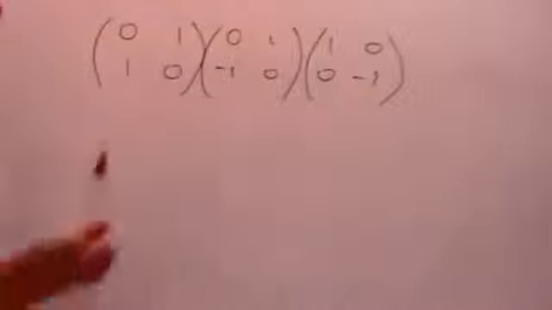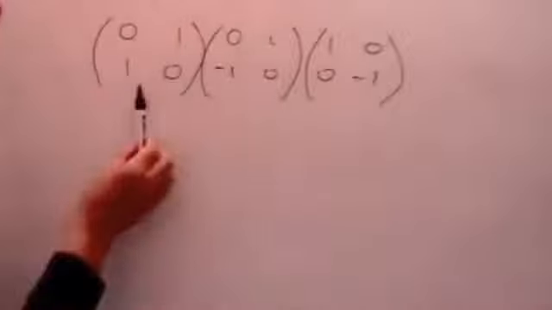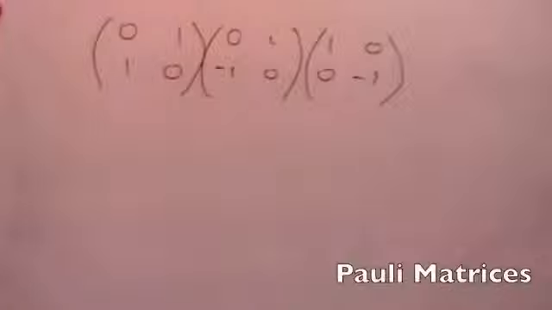If they don't immediately spring to mind, I'll remind you that they were the spin operators, sigma x, sigma y, and sigma z. The matrices you use to measure spin of, say, an electron along the x, the y, and the z axes. And they were called Pauli matrices.